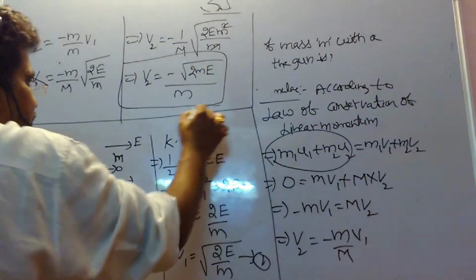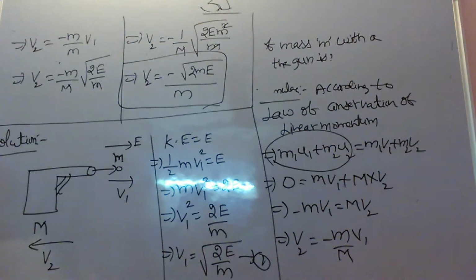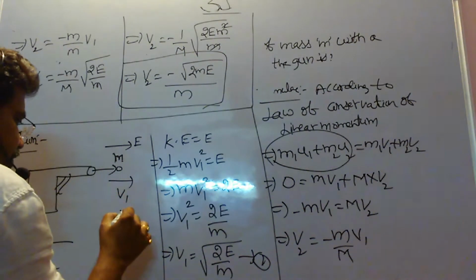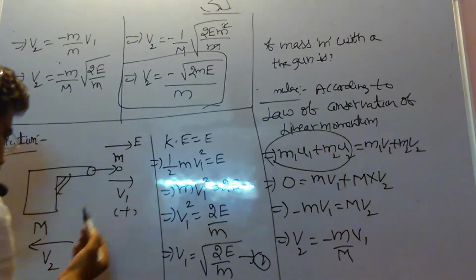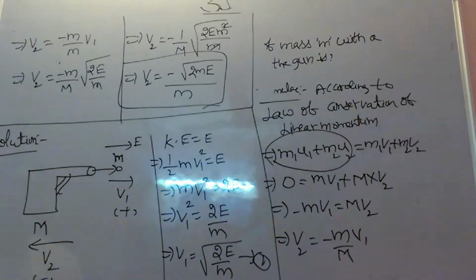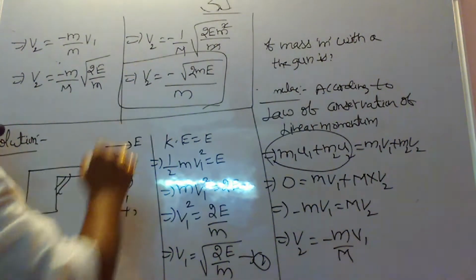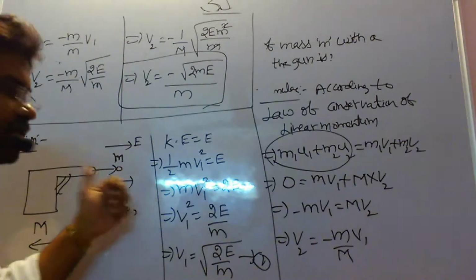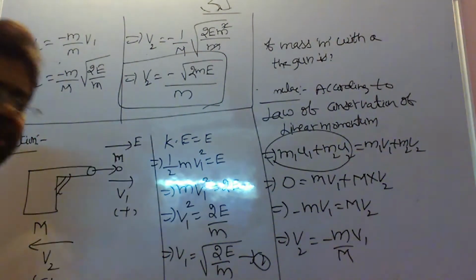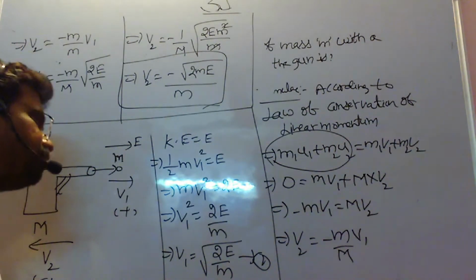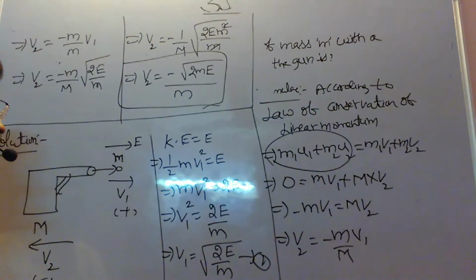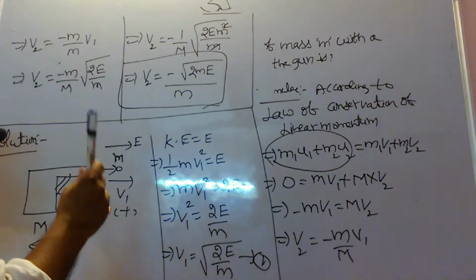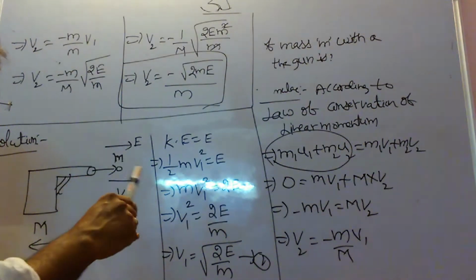Minus represents what? Opposite direction. v1 I am taking positive. Negative coming means this is going in the reverse direction, because velocity is a vector. Minus represents direction: the gun moves opposite to the motion of the bullet. So here we are applying the law of conservation of linear momentum. It came from Newton's third law of motion.